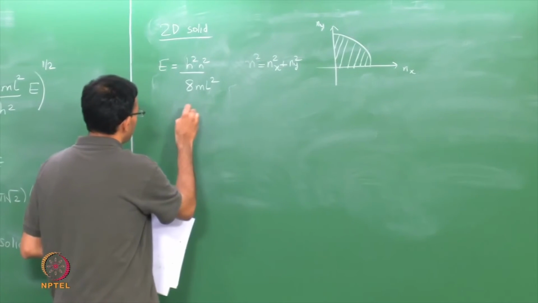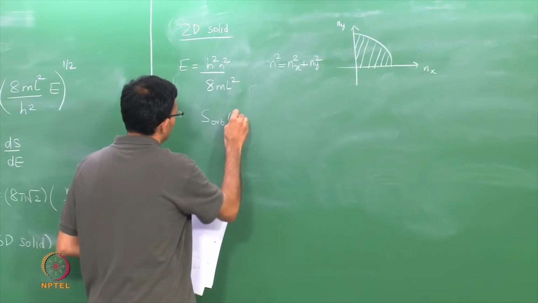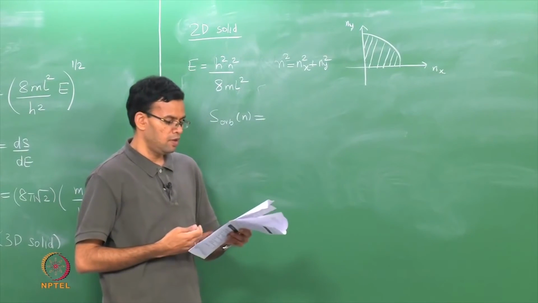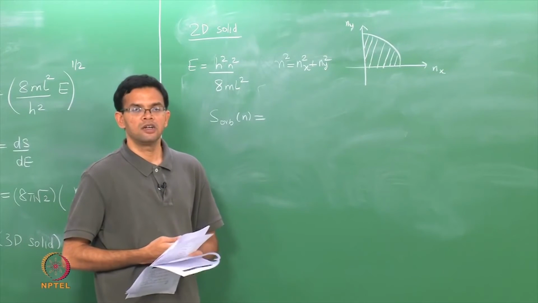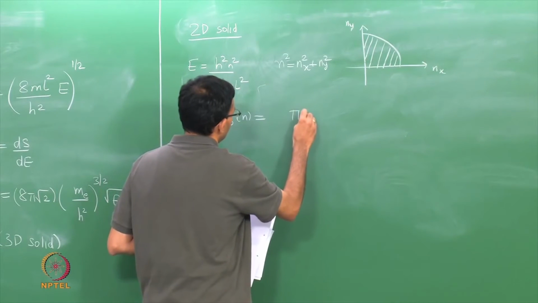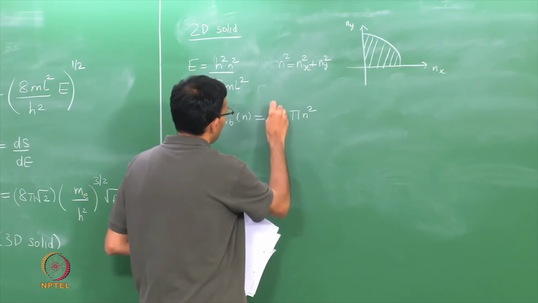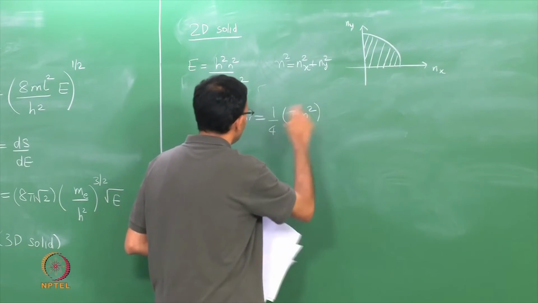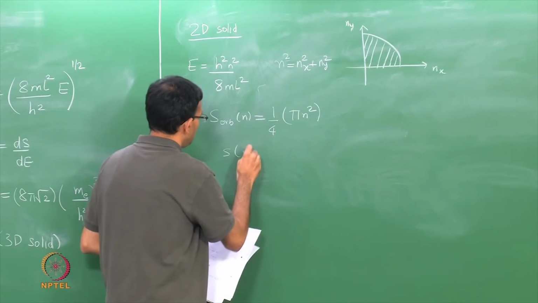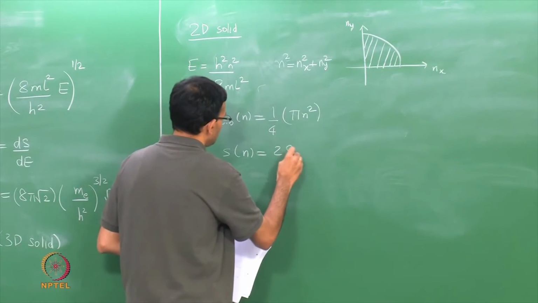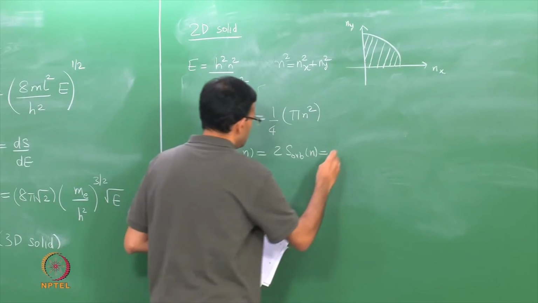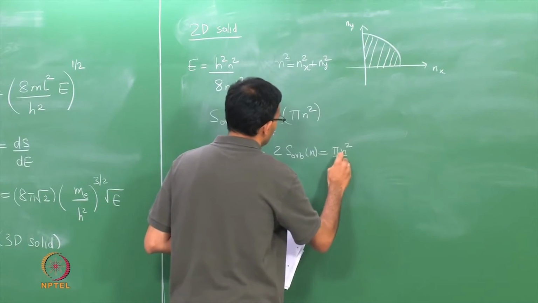So, the total number of states whose energy is less than that of n is again the area of the circle. In 3D it was the volume of the sphere, now it is the area of the circle, pi n squared, and only the first quadrant. So, 1/4 pi n squared. If we take into account spin, this is 2 times s of n. So, this is pi n squared over 2.